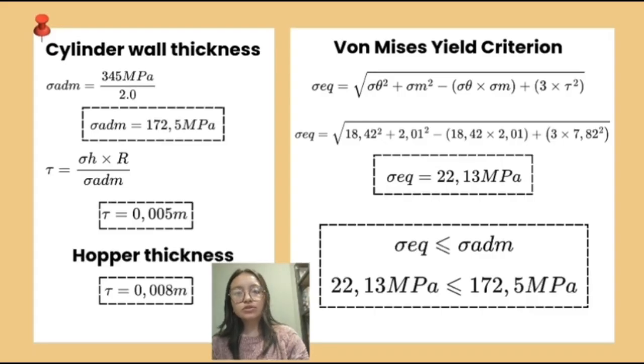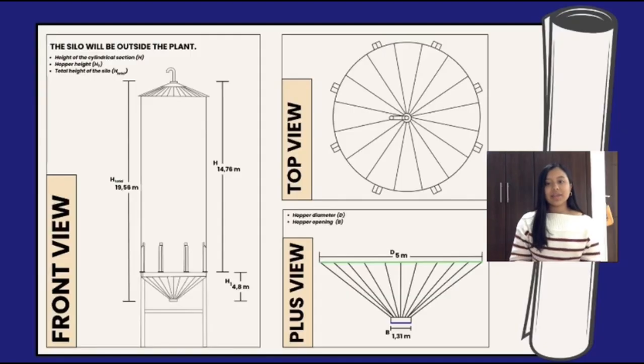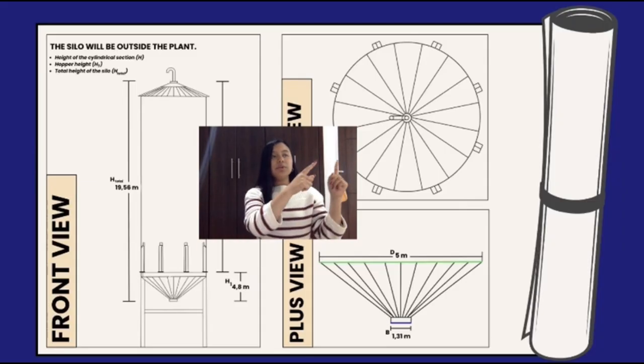The thickness calculation was performed for both the cylindrical part and the hopper. They were calculated, however, more safe and adequate values were assumed. We also reviewed the von Mises yield criterion, which tells us that the yield stress must be less than or equal to the allowable stress, managing to meet the criterion theoretically. This is the technical plan of the silo from 2 points of view. This is a front view, this is a top view, and this is a close view of the hopper.